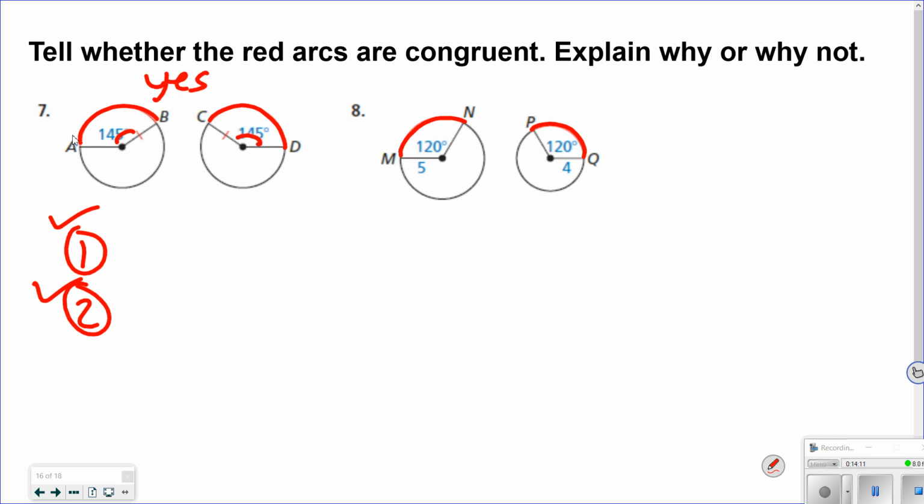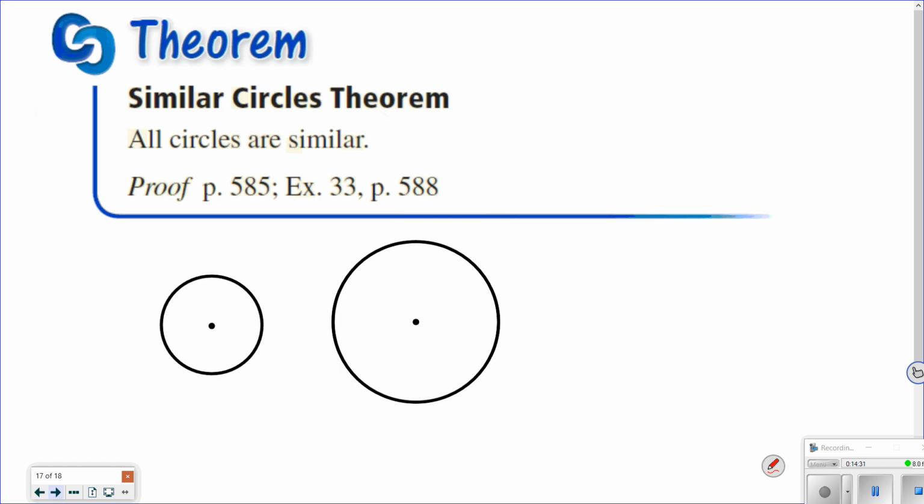Number 8, so check off number 1. Are they either the same circle or congruent circles? They're not the same circle, and they're not congruent either because the radius of each circle is different. So you can't check off number 1, so we stop right there. The answer is no. Those two arcs are not congruent to each other.